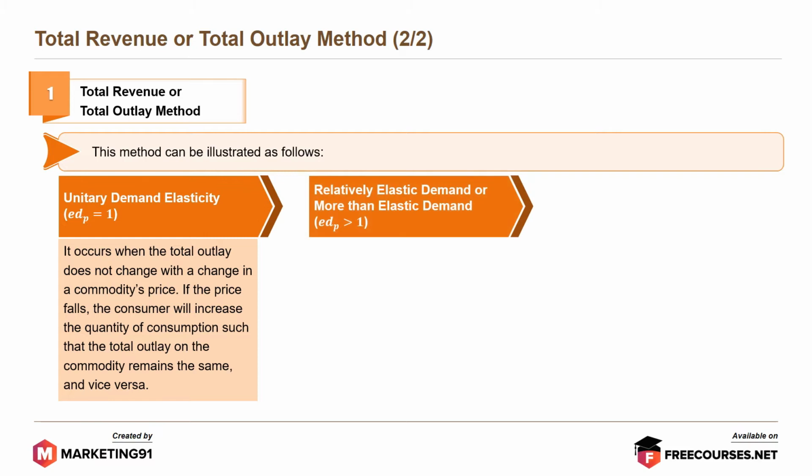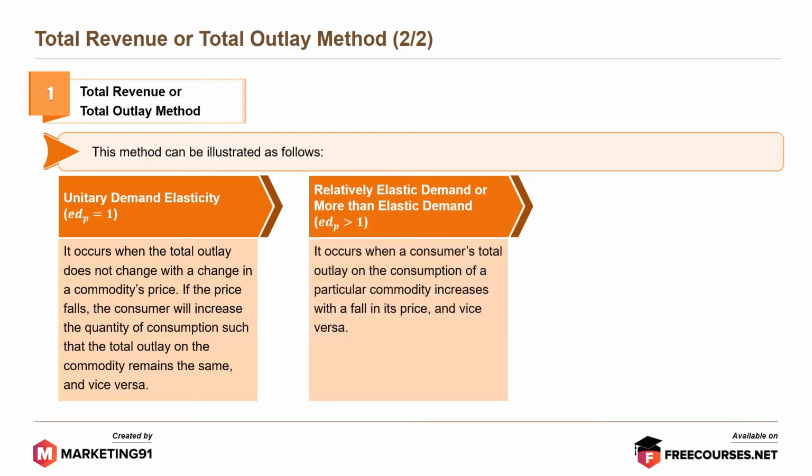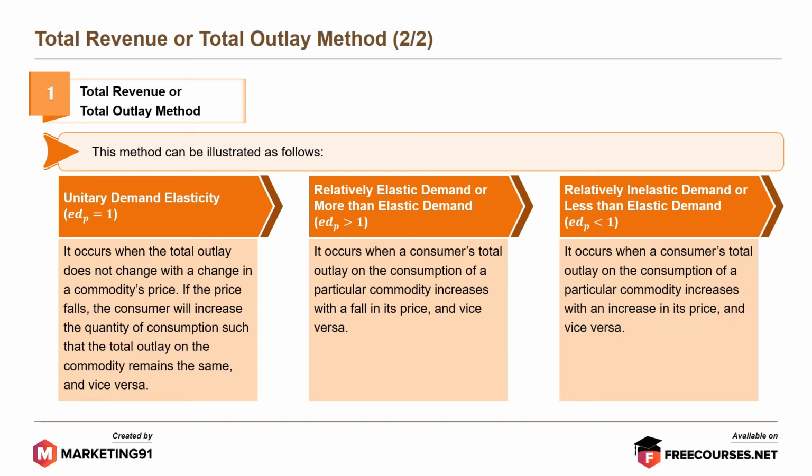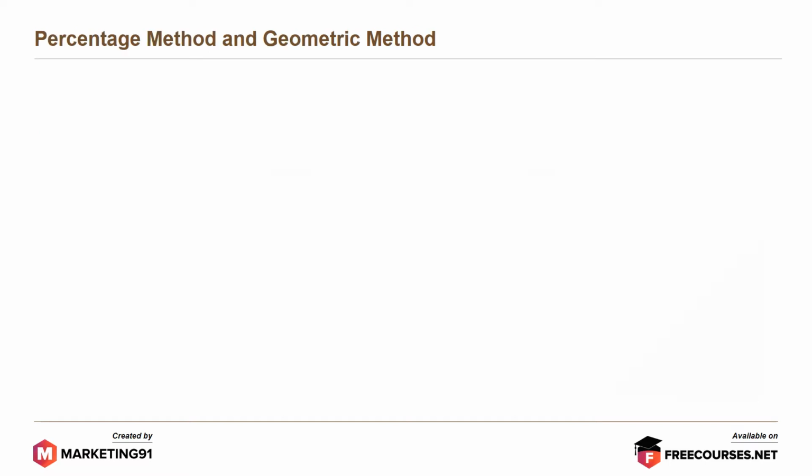Moving on, relatively elastic demand or more than elastic demand. It occurs when a consumer's total outlay on the consumption of a particular commodity increases with a fall in its price and vice versa. And finally, relatively inelastic demand or less than elastic demand. It occurs when a consumer's total outlay on the consumption of a particular commodity increases with an increase in its price and vice versa.